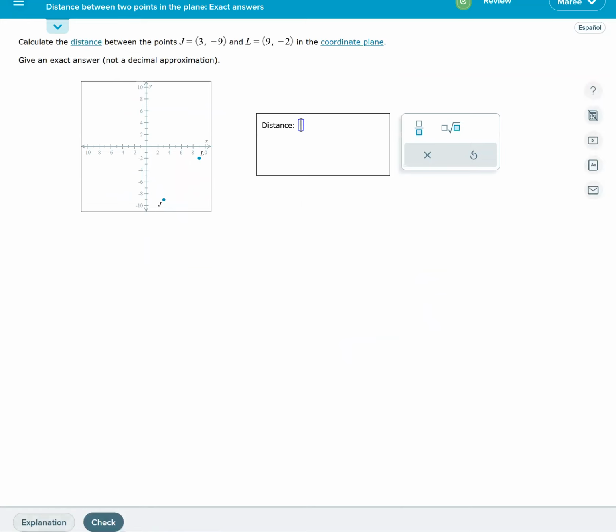Instead of looking and drawing a triangle and everything, I'm just going to figure out that it's the square root of -9 minus a -2 squared. And the order that you do this doesn't matter since you're squaring them. So then we're going to do 9 minus 3 squared.